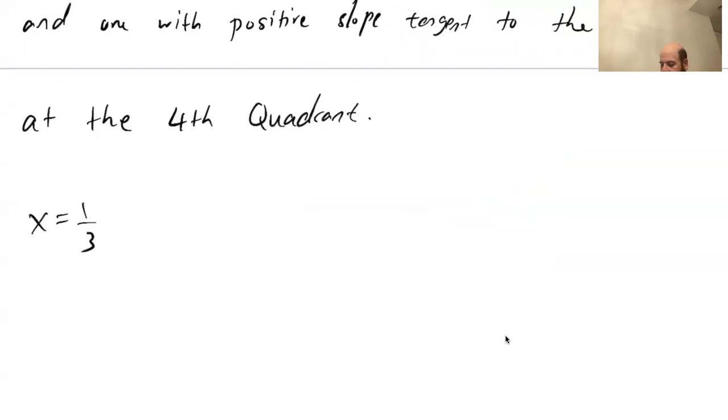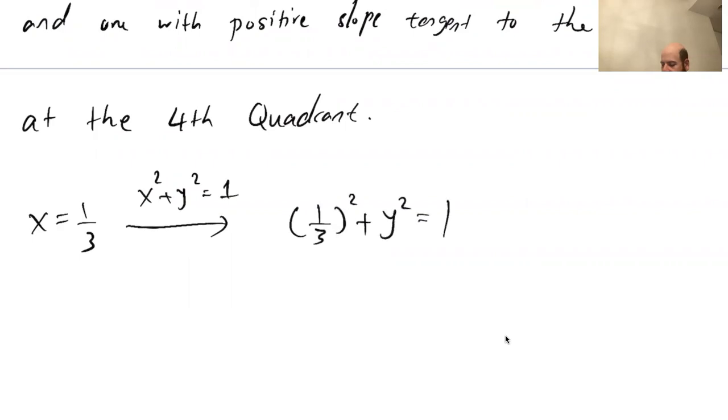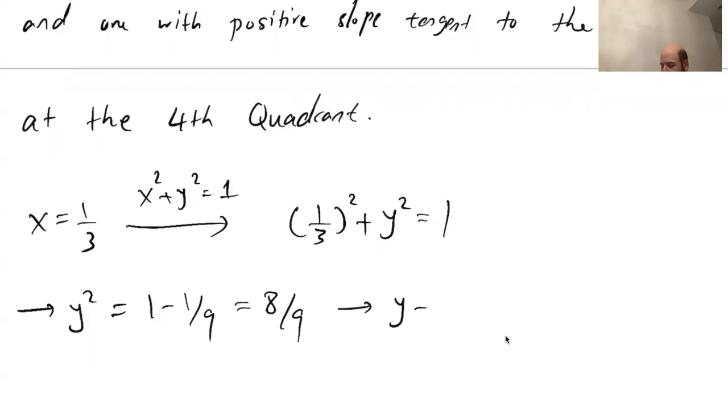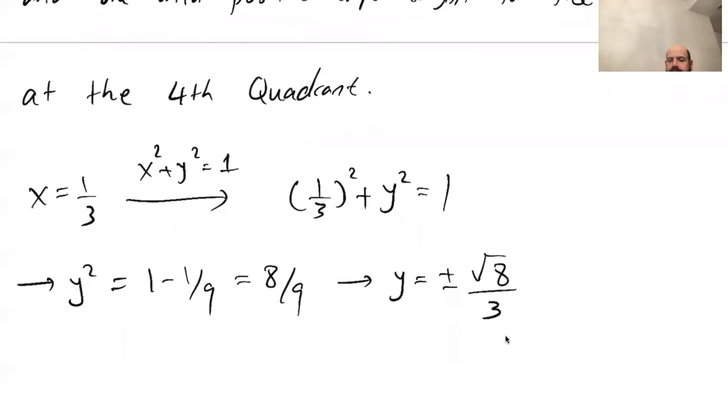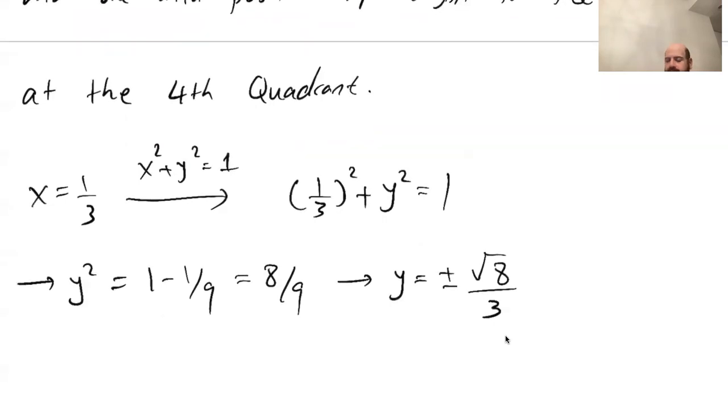So x is equal to 1/3. Let's first find the y value. What is the y value? We know that x squared plus y squared is equal to 1. So 1/3 squared plus y squared is equal to 1. So y squared equals 1 minus 1/9, which is 8 over 9. And therefore y is equal to plus minus root 8 over 3.